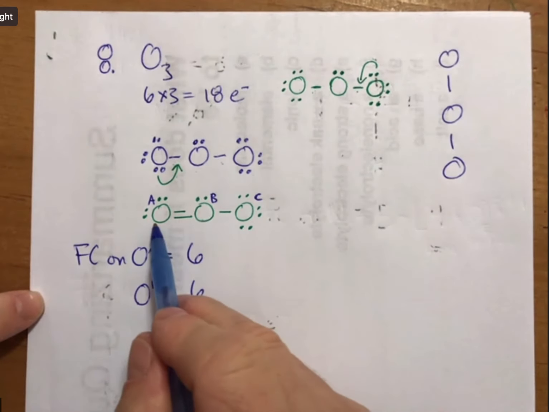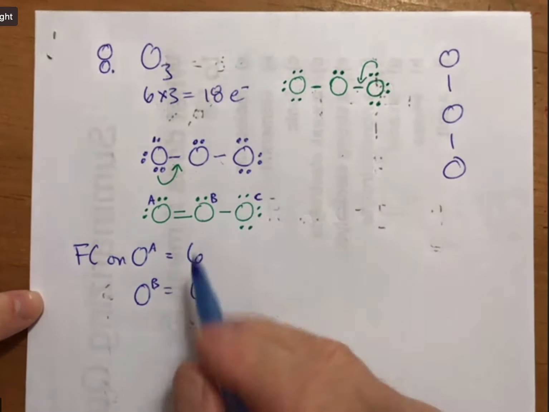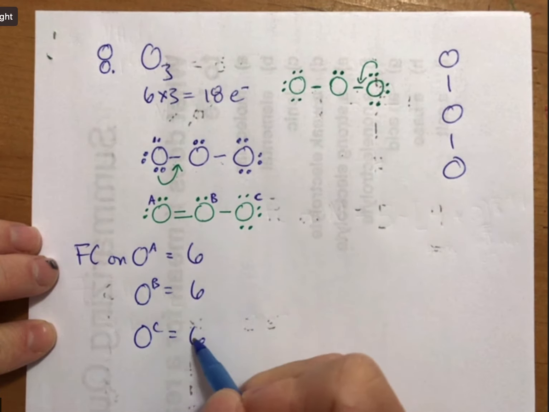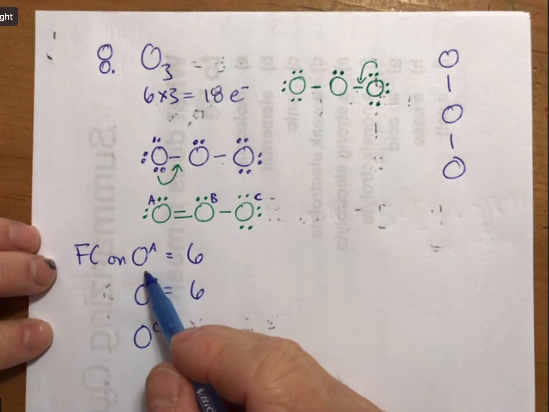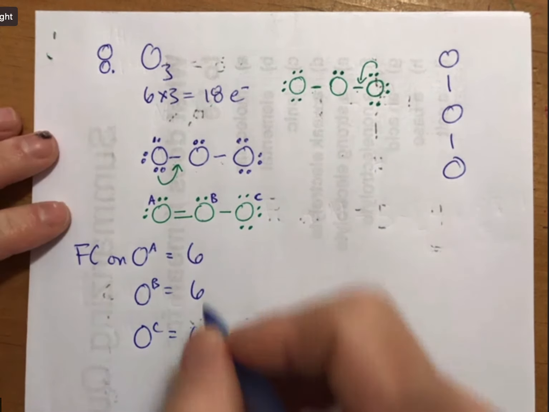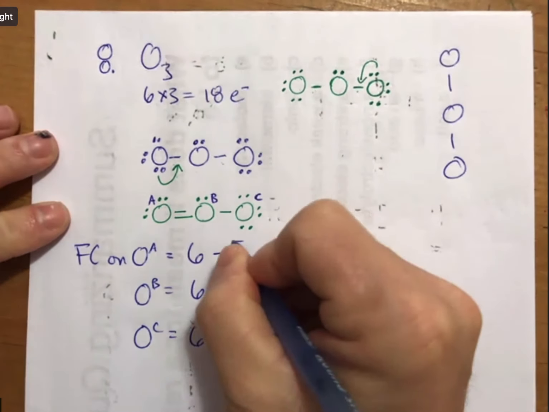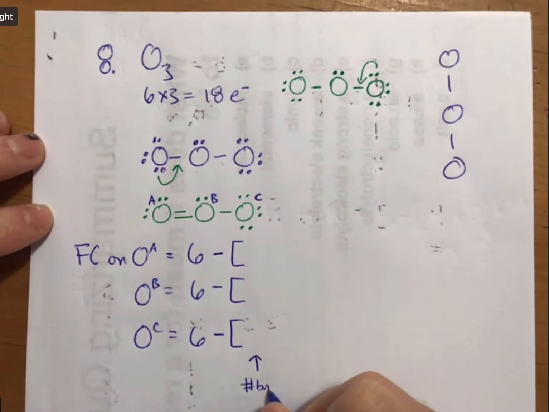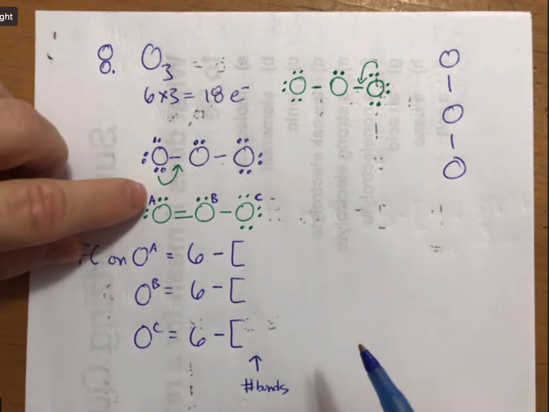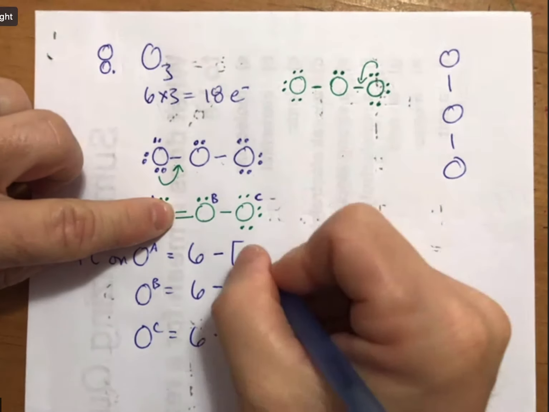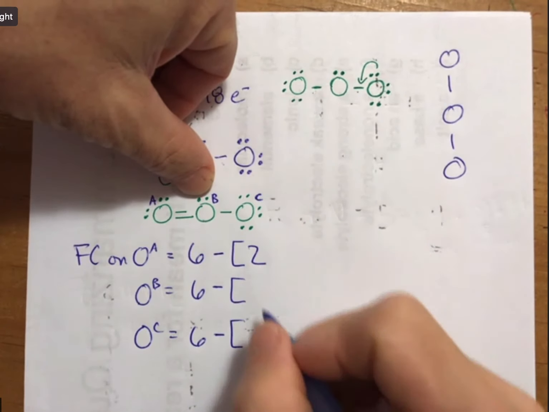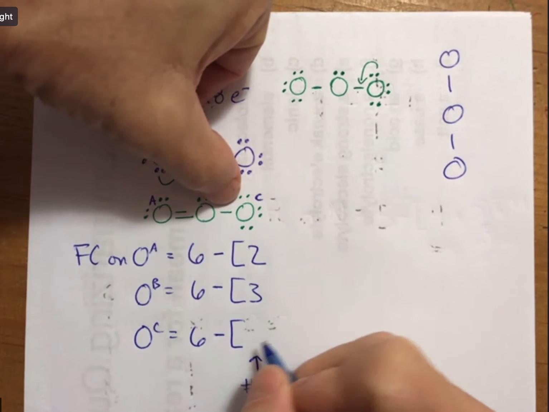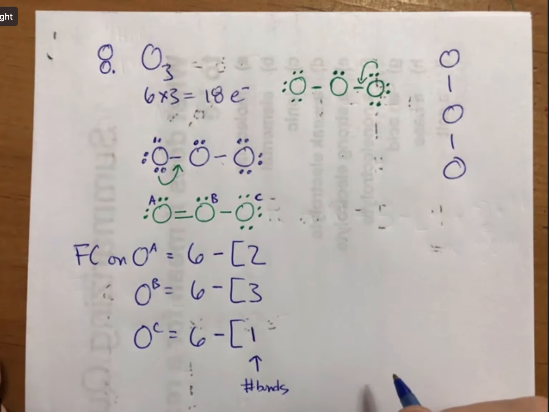Okay, so let's use this one, and then we'll talk about resonance in a couple minutes. So oxygen C. The first number is always the number of valence electrons from the periodic table. These are all oxygen, so they're all going to be the same, 6. And then we always subtract. The first thing we subtract is the number of bonds. On oxygen A, there are 2 bonds. On oxygen B, there are 3 bonds. On oxygen C, there's only 1 bond. So that's the first part.